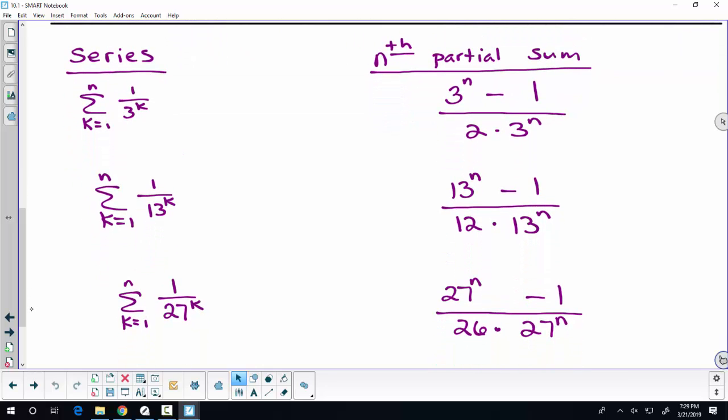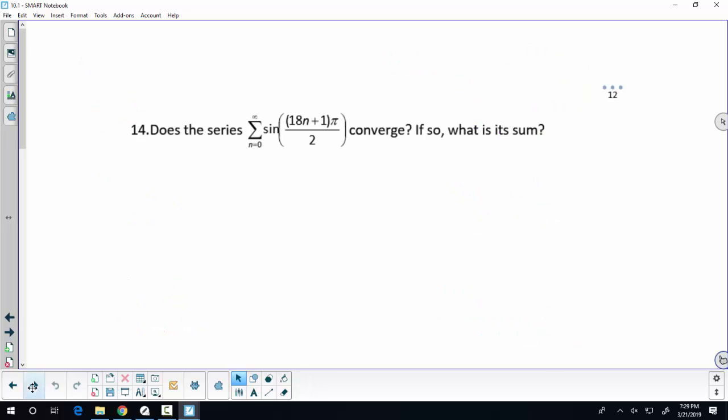If we get to 10.3 today, we will show how this formula comes about in 10.3. So outside of factoring polynomial type stuff. But all right, then we'll look at our, I think this is the last example in 10.1. So does the following series converge? If so, what's its sum?